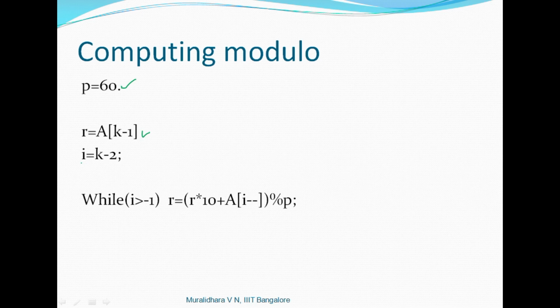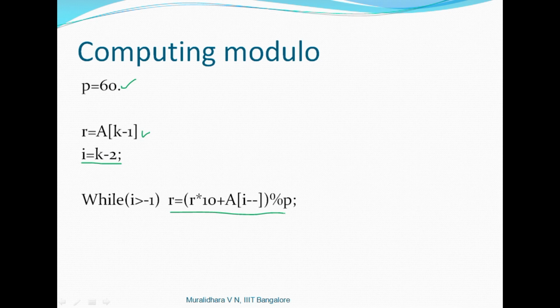Then I start with i equal to k minus 1, k minus 2, that is the last but one bit. As long as I still have digits to see, that is when i is greater than 0, I do r equals r times 10 plus a of i, and decrement i. Whatever I get is the number that I am trying to keep track of. But I don't need the entire number, I need it modulo p. So when I do r mod p, this gives me the number modulo the prime p, which is the period of the given sequence.